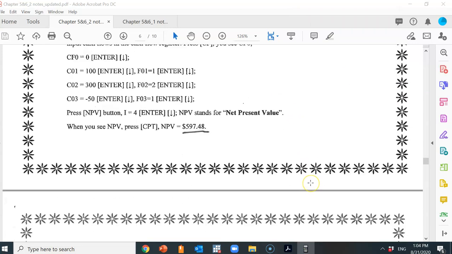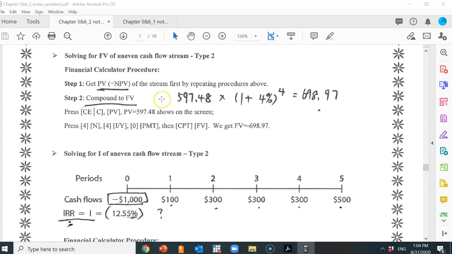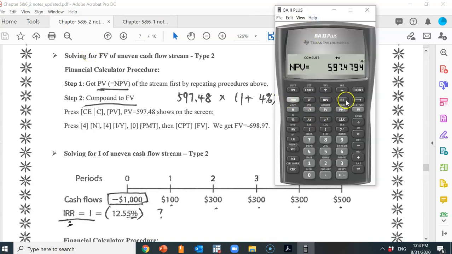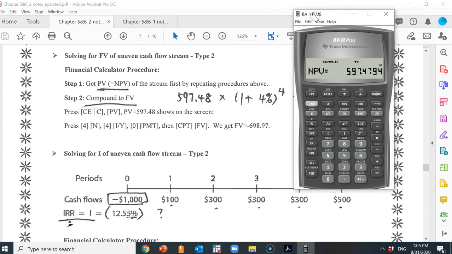Okay, so that's uneven cash flow. What if we want the future value? We do not have a future value of uneven cash flow key here, so the only way you can do it is to calculate its present value first, like how we did. We have to go through the first step if we want the future value. This amount is how much the uneven cash flow is worth at time 0. Now we need to compound it to time 4, after all the 4 years. So we get the future value.